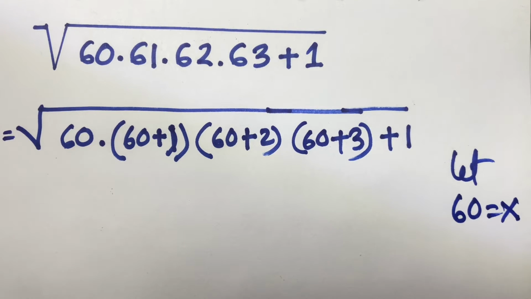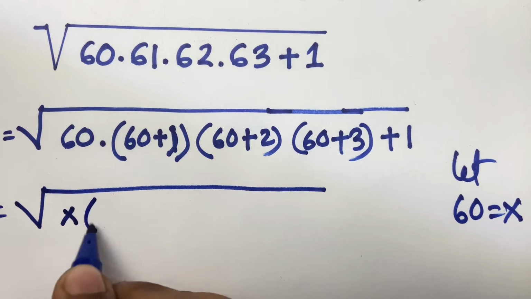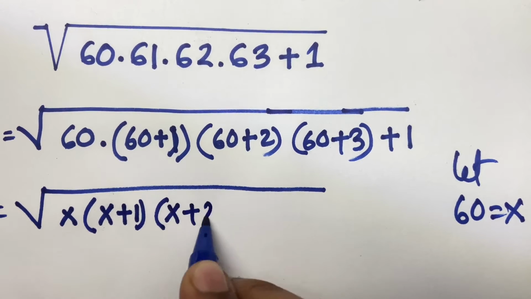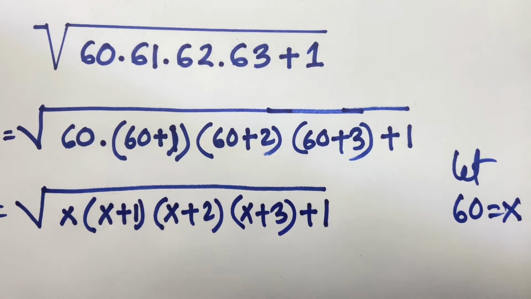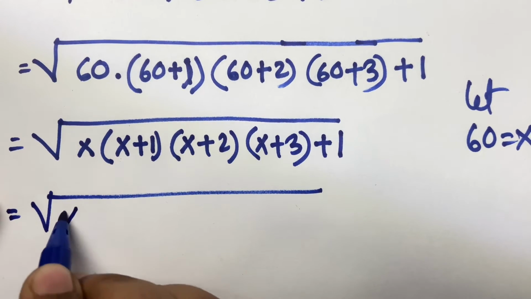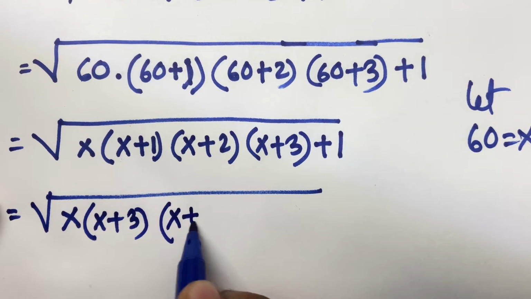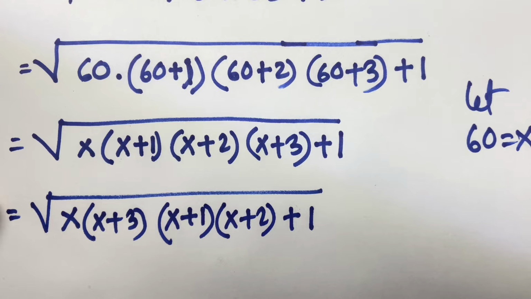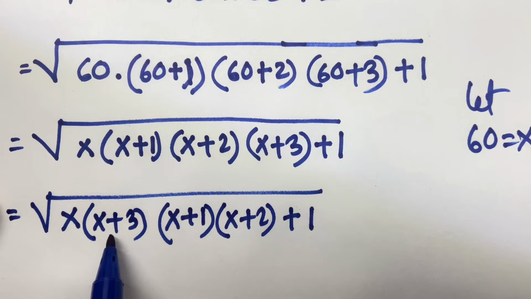This time I can say easily square root of x times x plus 1, x plus 2, x plus 3, plus 1. Now I can say easily square root of x times x plus 3, x plus 1, x plus 2, plus 1. I just change the place. Here is x plus 3. I just put this value in this place.